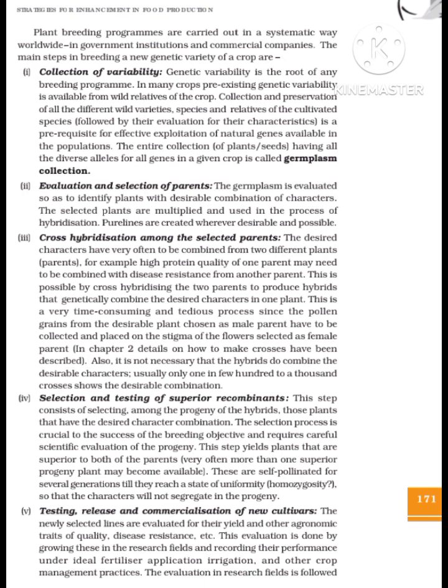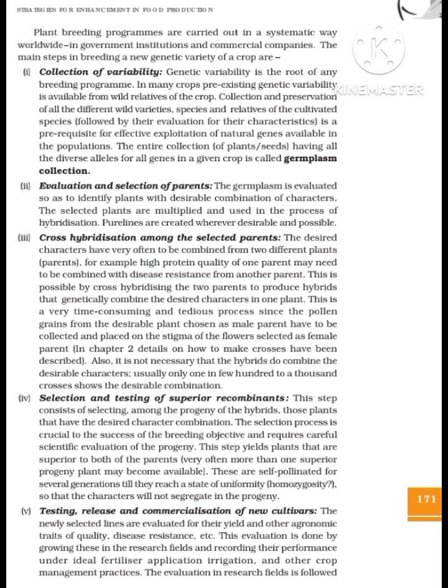4. Selection and testing of superior recombinants. This step consists of selecting, among the progeny of the hybrids, those plants that have the desired character combination. The selection process is crucial to the success of the breeding objective and requires careful scientific evaluation of the progeny. This step yields plants that are superior to both of the parents. Very often more than one superior progeny plant may become available. These are self-pollinated for several generations till they reach a state of uniformity, homozygosity, so that the characters will not segregate in the progeny.